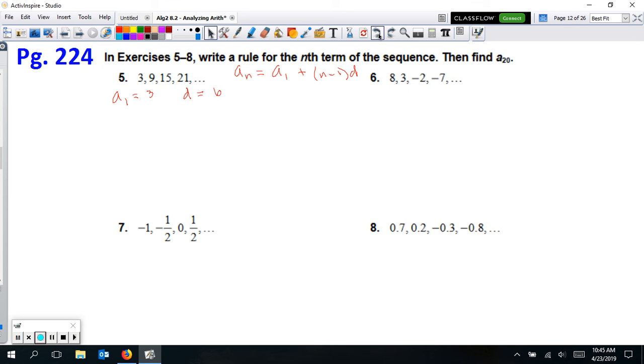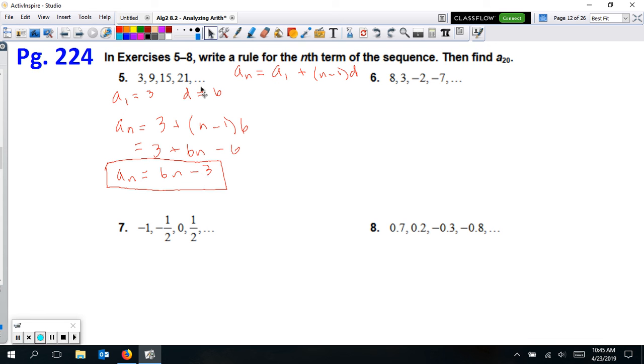We're going to now just plug it into this formula. A of n is equal to 3, that first term, plus n minus 1 times the 6, the common difference. We need to now distribute 6 into this. So a of n equals 3 plus 6n, which is 6 times n, and then minus 6, 6 times negative 1. Just combine the 3 and the negative 6, which makes a negative 3. So a of n is equal to 6n minus 3. That is our rule.